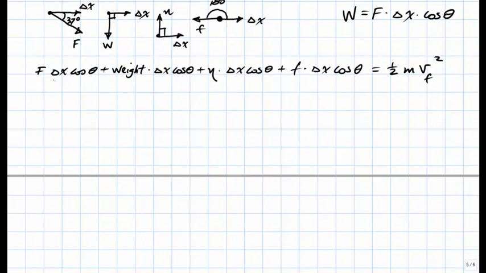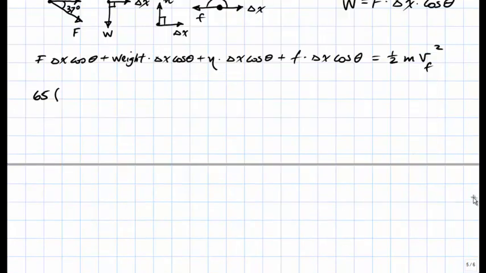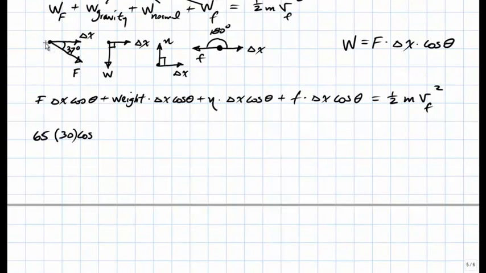Now, the force that the student applies equals 65 newtons. So we have 65. The displacement, let's take a look at that. We can see that the displacement equals 30 meters. We'll introduce that over here. And the angle between the force and the displacement equals 37 degrees.